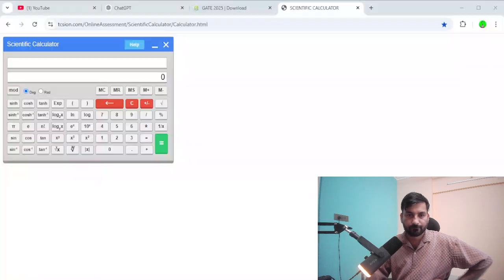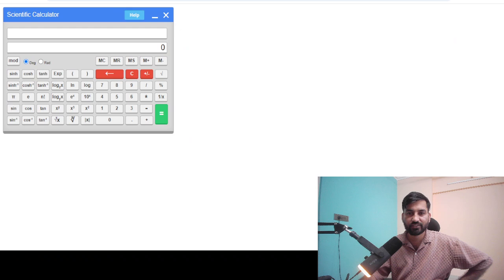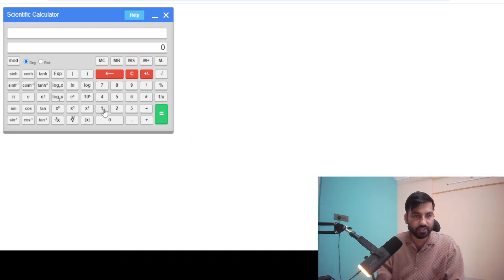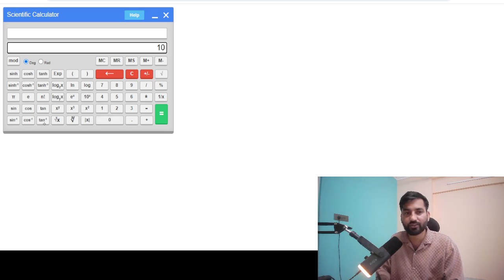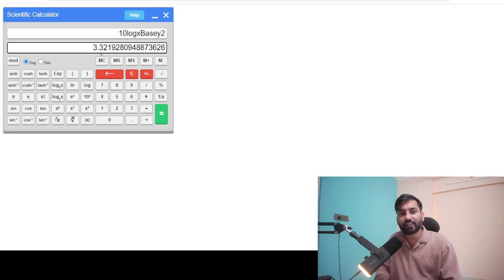Yes. So I'm just going to show you. This is what I'm going to show you, right? You see, what we have to do here is you just put 10. Okay. Then you take log x. Now, what is the base here? The base is going to be 2. So you are getting the answer as 3.321. I hope this makes sense.